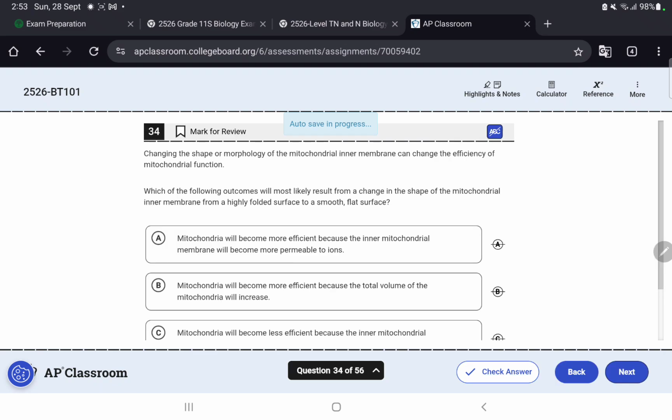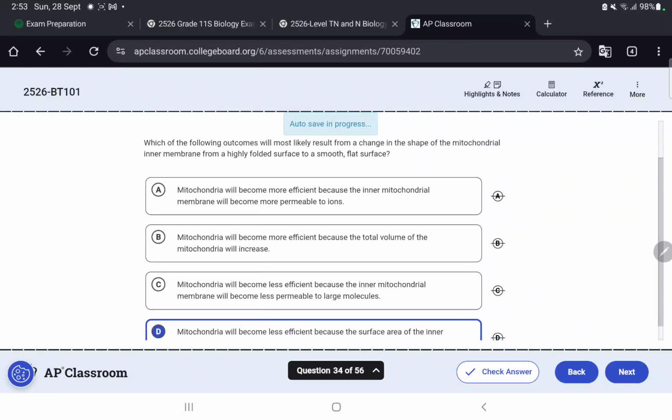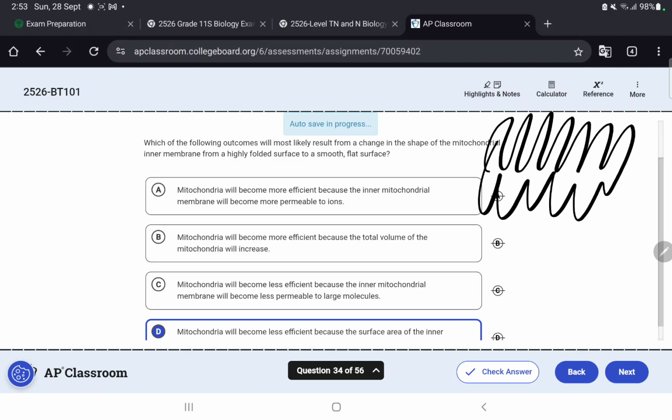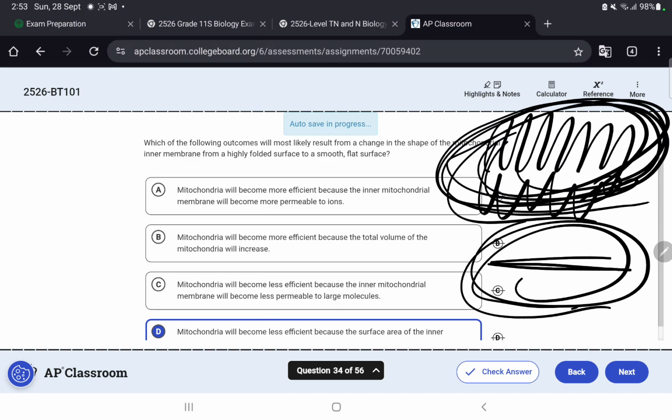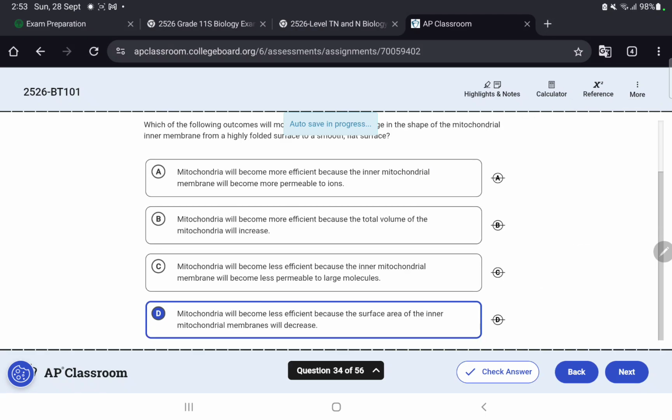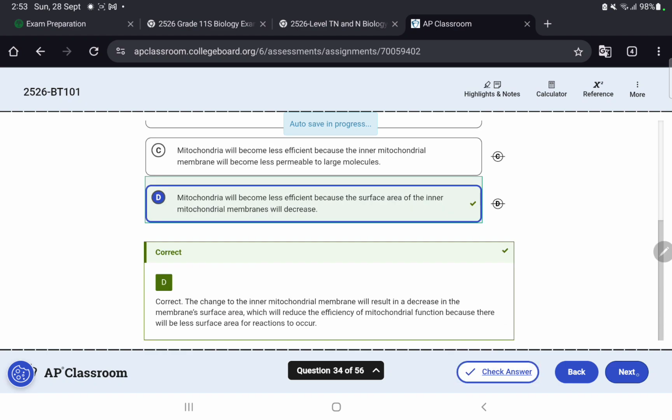Changing the shape or morphology of the mitochondrial inner membrane can change the efficiency of mitochondrial function. So which of the following outcomes will most likely result from a change in the shape of the mitochondrial inner membrane from a highly folded surface to a smooth, flat surface? Guys, remember I told you that the inner membrane of the mitochondria looks like this. If it becomes like this, which has more surface area, this or that? This has a higher surface area, more efficient. This has less surface area, less efficient. So mitochondria will be less efficient if it becomes flat because of the less surface area in the inner mitochondrial membranes. Correct.